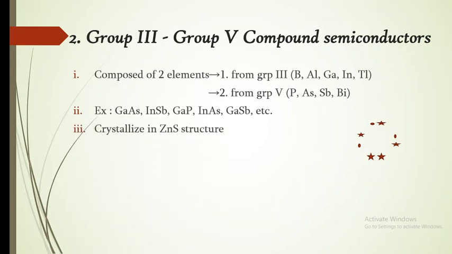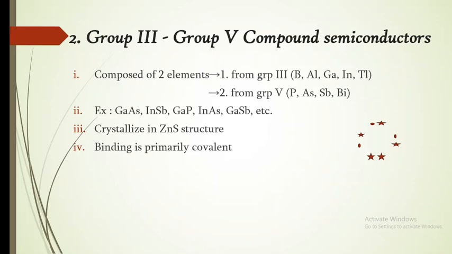Again, its structure. It is going to crystallize in zinc blende structure, that is ZnS. What is the difference? Again here the lattice is made up of FCC structure itself, but the basis consists of two different atoms. One belongs to group 3 and another one belongs to group 5.